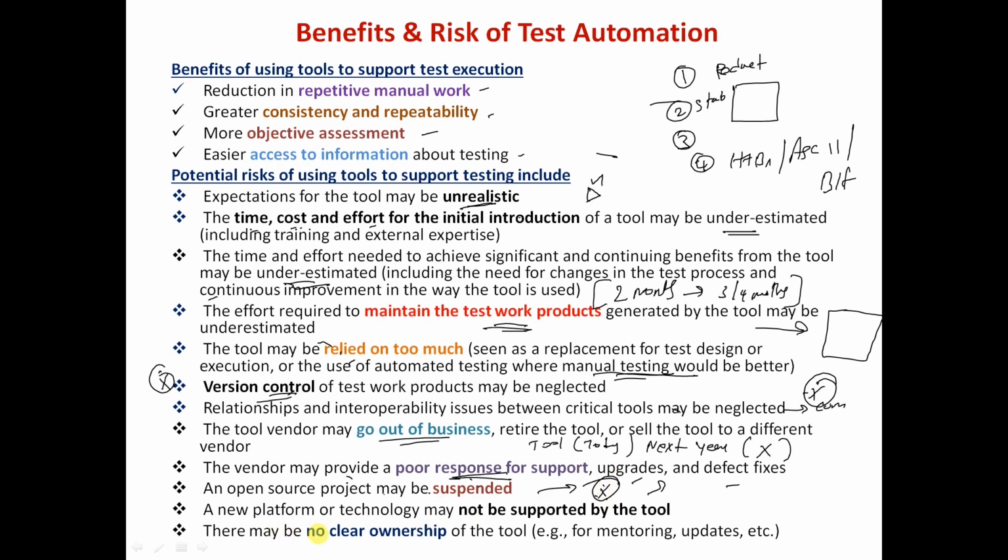Then a new platform or technology may not be supported by the tool. If upgrades have been given and they are not compatible with your machine, that is also an issue. And finally, there may be no clear ownership of the tool for maintenance or updates. By looking at some benefits you purchase the tool, but later on you may not have a clear owner, or no one to support. Support we have already seen, right? If there are those kinds of issues, they cause problems with testing. So these are all the potential risks. ISTQB syllabus is not saying all these issues will happen. It is not like that. These are potential risks.